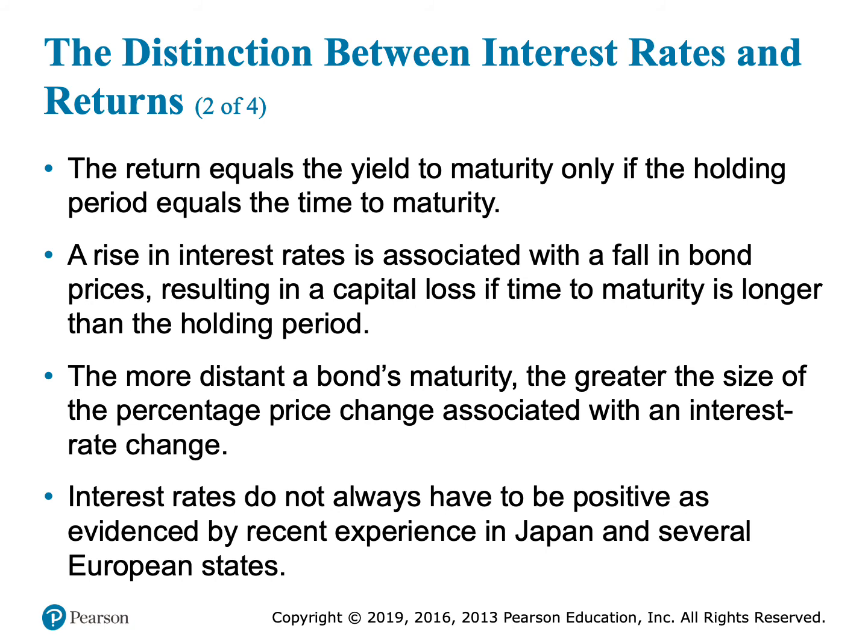Now, that said, the more distant a bond's maturity, right, the longer it is out in time, a 5-year, an 8-year, a 10-year, a 30-year, the greater the size of the percentage price change associated with an interest rate change. We know as interest rates rise, bond prices will fall, and that will give us a capital loss, bringing down our rate of return. Well, the longer the maturity of the bond, the greater will be the capital loss. Interest rates don't always have to be positive, as is evidenced by recent experience in Japan and several European states.